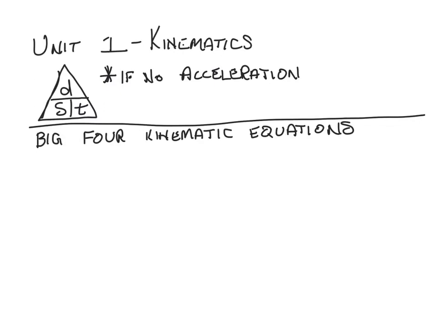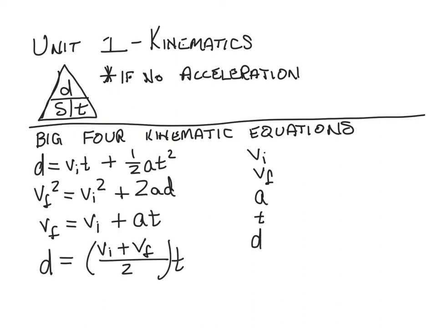In addition to the DST triangle, we use the big four kinematic equations here. These four equations relate to the motion of an object that is experiencing acceleration. Variables involved in the big four kinematic equations include initial velocity of an object, final velocity of an object, acceleration of an object, the time of the motion described, and the distance covered by the motion described. The big four kinematic equations follow.